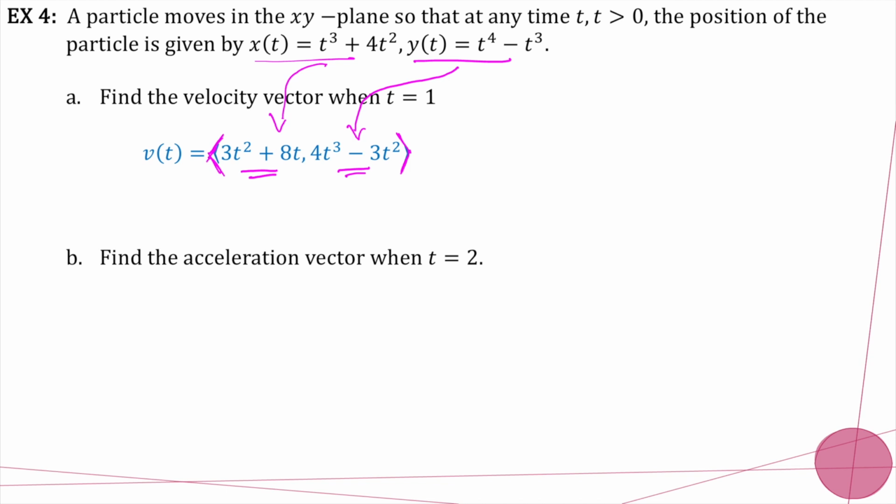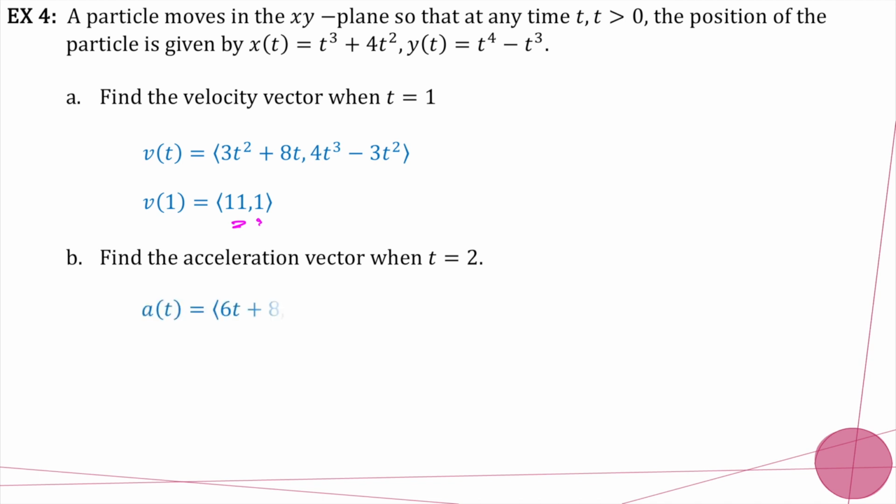Now, specifically, we wanted it when t equaled 1. So if we plug in 1 to both the x component and the y component, now we have our velocity at 1 of 11 and 1. And then the acceleration vector is just going to be the same process. We'll take the derivative of the x component of the velocity and the y component of velocity, and then plug in 2 to find our acceleration vector at 2.